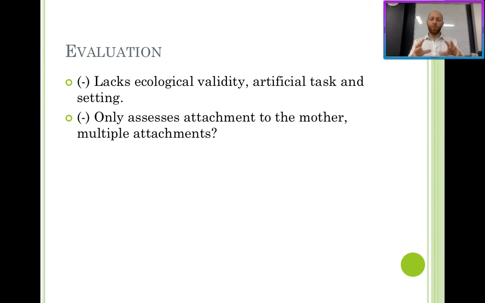It only assesses the attachment type of the mum. What if these children were more attached to their father, grandparents, and so forth? We're classifying children as potentially being type C, but that just may be that the mother is not the primary attachment figure. Remember, let's go back to Schaffer and Emerson.